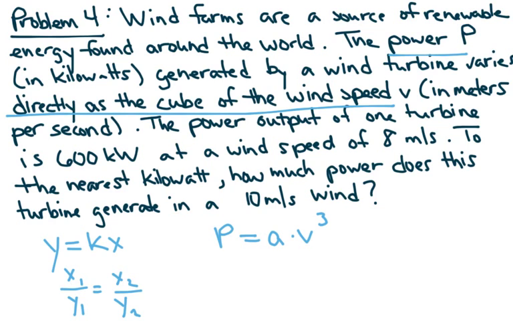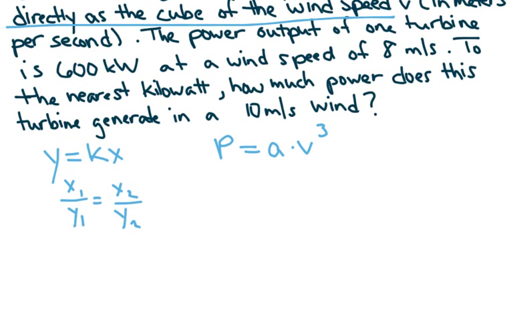So the power P is equal to some constant, and the book calls it A, so I'm using A here, but you could use K as well, times the velocity V cubed. If you want to use the equation to solve it, that's what the book does. I'll show you that method, but I will also show you how to use the proportion. So, in order to use the equation, since I know that the power is 600 kilowatts, when the velocity is 8, I could solve this equation for A, and then I would have an equation that I can plug 10 back into to find the power.